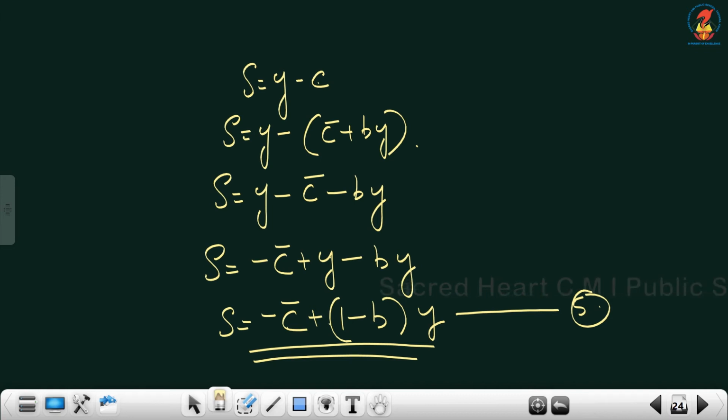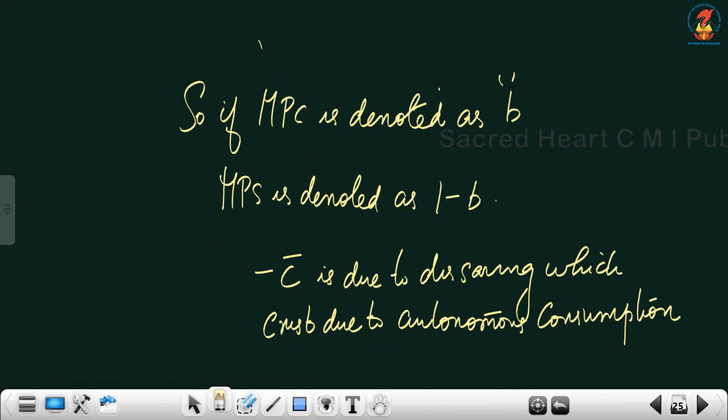Once again, the equation S is equal to Y minus C. In that equation I am replacing C with C bar plus BY. Now C bar plus BY should be inside the bracket. Next, you can write down the equation by opening the bracket as Y minus C bar minus BY. That can be written as minus C bar plus Y minus BY. Y is common, you can take it outside, therefore the equation becomes minus C bar plus 1 minus B into Y. Now you have two equations.